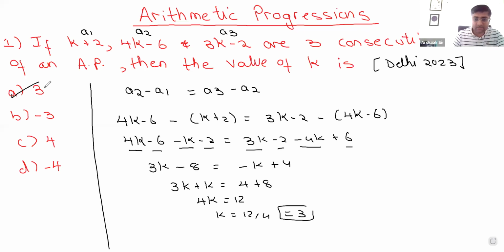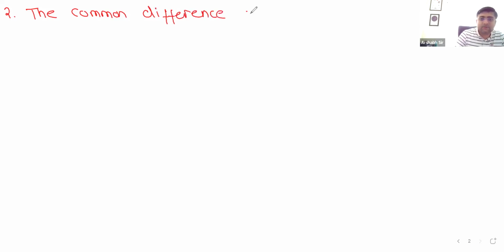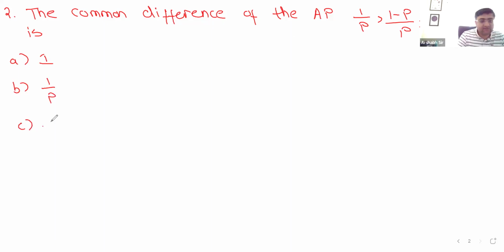Question number 2. We have the common difference of the AP 1 by P, comma 1 minus P by P, comma 1 minus 2P by P, dot dot dot, is option A 1, option B 1 by P, option C -1, your option D -1 by P. I want all of you to please try this question and send me the answer on chat.